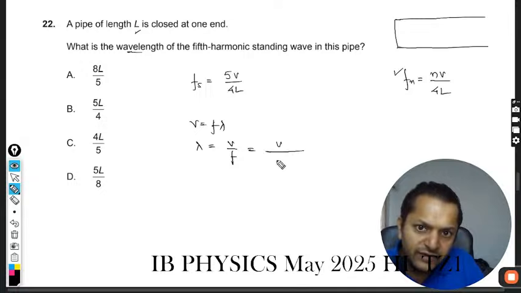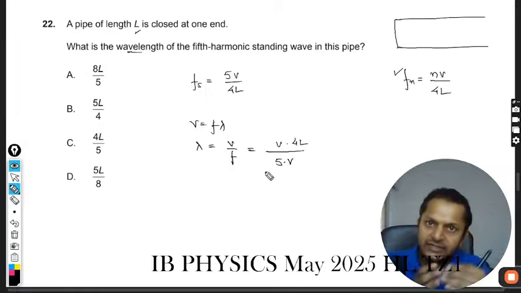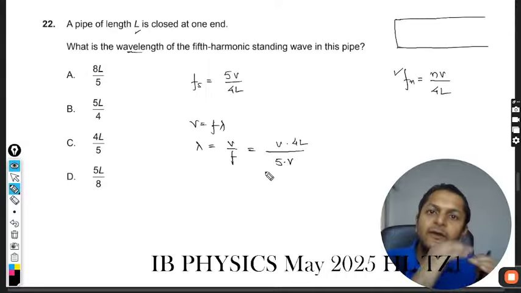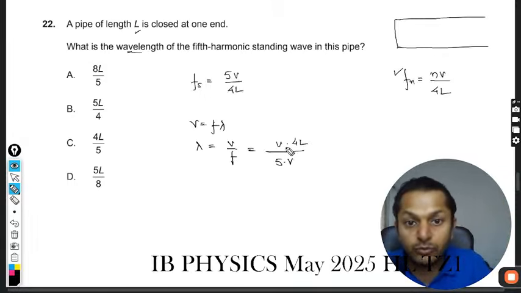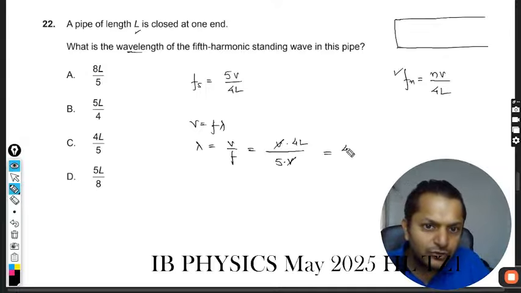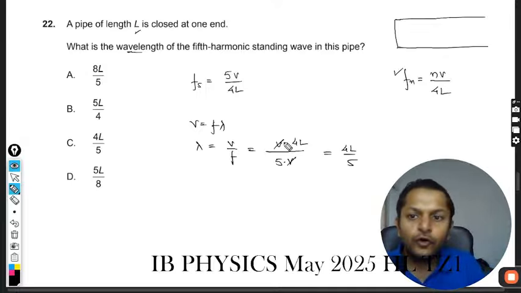So it will be v divided by 5v into 4L, because it is in the denominator. When there is a fraction in the denominator, you multiply with the reciprocal of that. So that is what we have done. So 4L goes to the numerator. V and V get cancelled out. So you are getting the answer as 4L by 5.